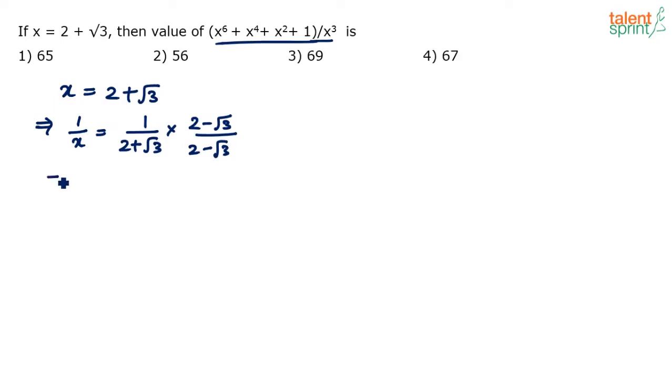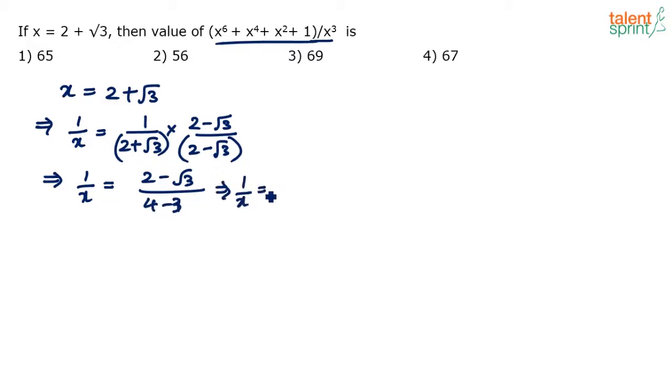So what will 1 by x come out to be? 1 by x will be equal to, see, in the numerator we have 2 minus root 3. What will be the denominator? If you observe, it's 2 plus root 3 into 2 minus root 3. This is in the form of a plus b into a minus b, and a plus b into a minus b is a squared minus b squared, right? So 2 squared is 4, minus b squared, root 3 squared is 3. So 4 minus 3 is equal to 1. So the denominator comes out to be 1. So basically 1 by x equals 2 minus root 3, and x equals 2 plus root 3.